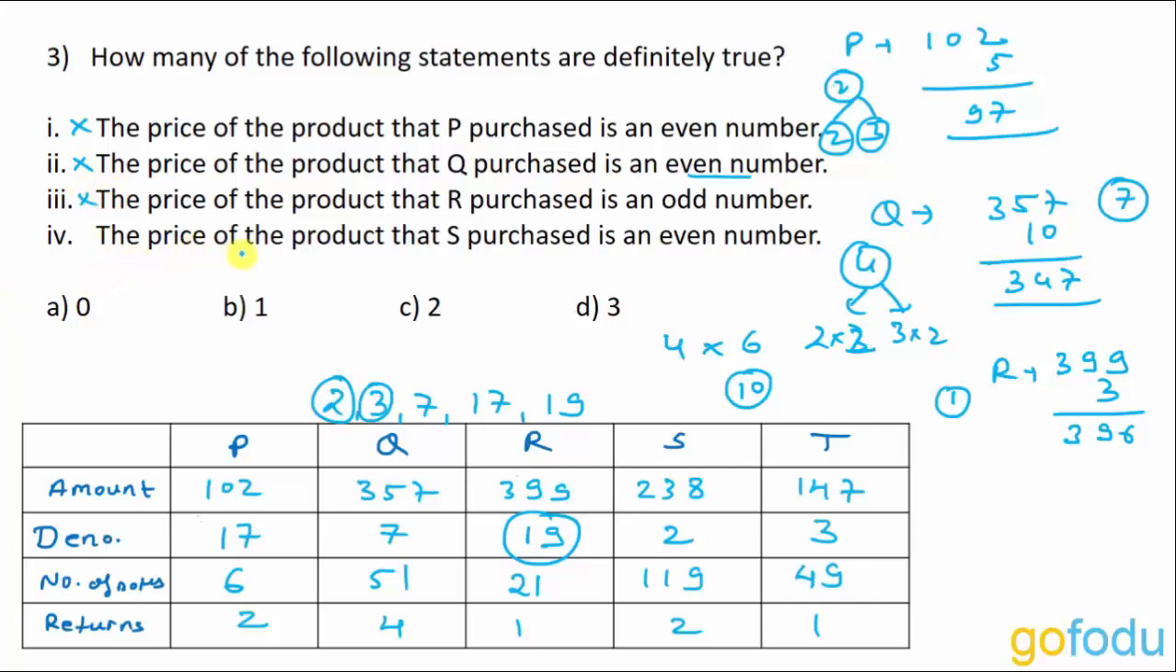Now the last statement, the price of the product that S purchased is an even number. S paid a total of 238. He got 2 notes in return and the denomination that S paid was 2. So 2 is discarded here. We have 3, 7, 17 and 19.